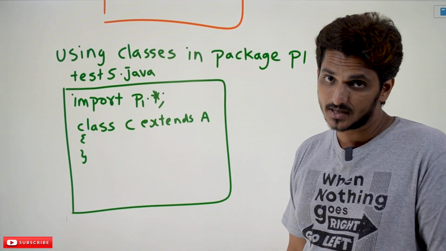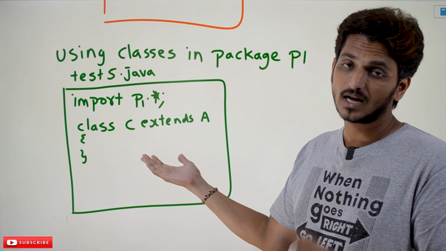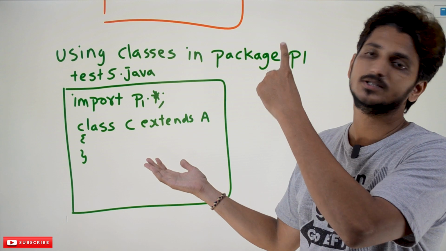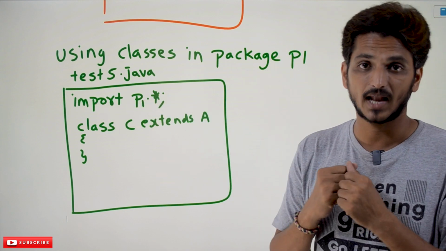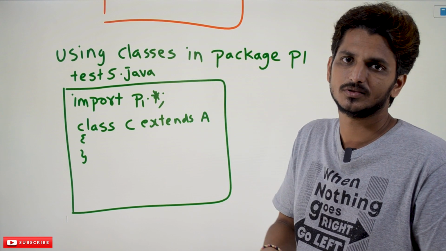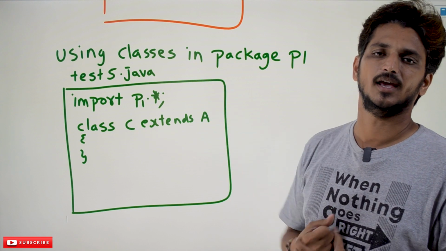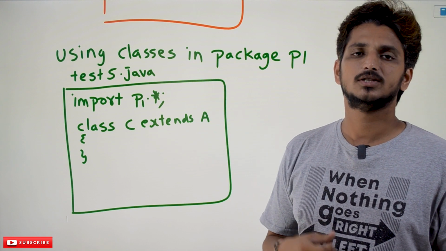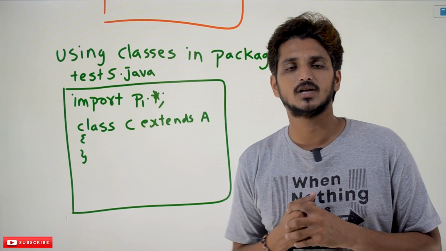Even though we did not mention any class here, class A, it is going to get class A from package P1. That's what import p1.star. You imported the classes that present in that package so that you can use. Class C extends A means inheriting A. This is how we are going to use import statement to access to use the classes that present in the package.